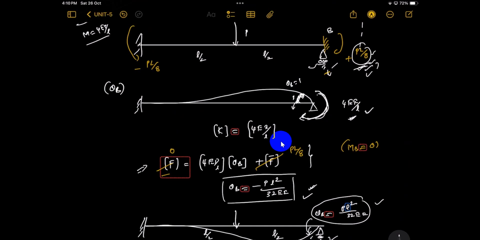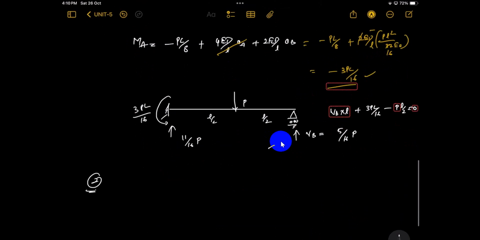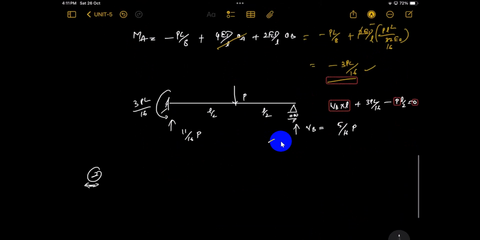That's it. So now the same problem I will solve in the flexibility matrix method.